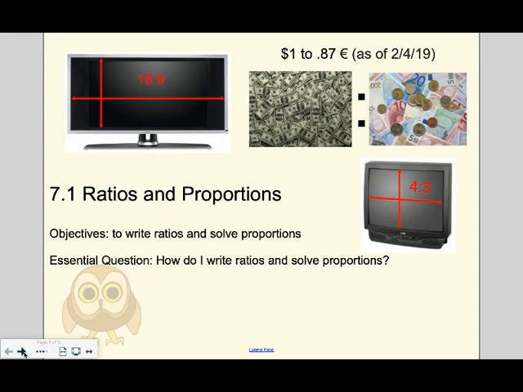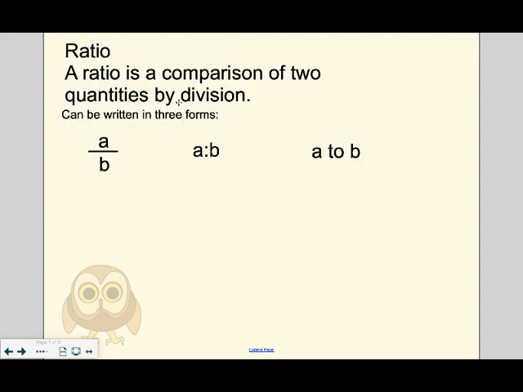So to start here, what is a ratio? A ratio is a comparison of two quantities by division. It can be written in three forms. Notice we have A and B representing two numerical values. So we can either write it as A over B, A with a colon in the middle, and then A to B. So those are our options here.